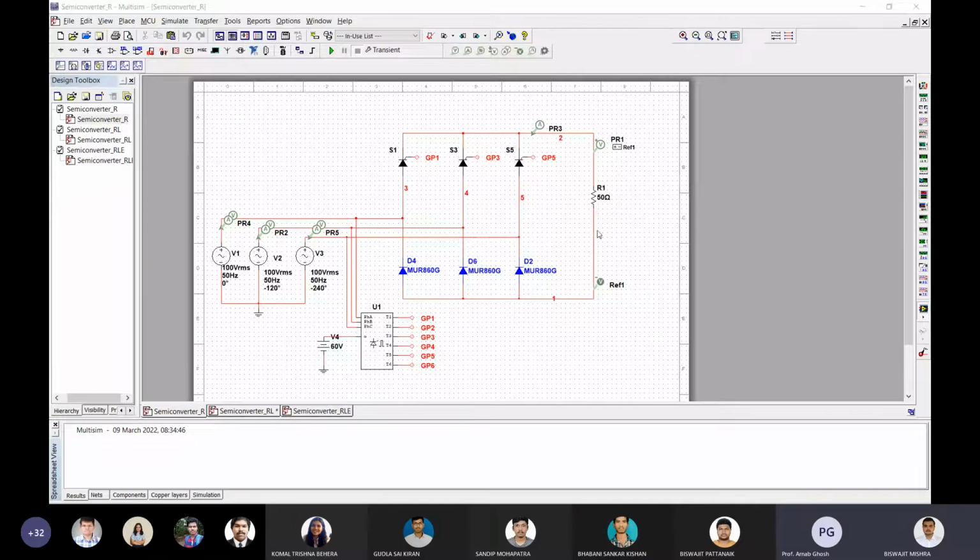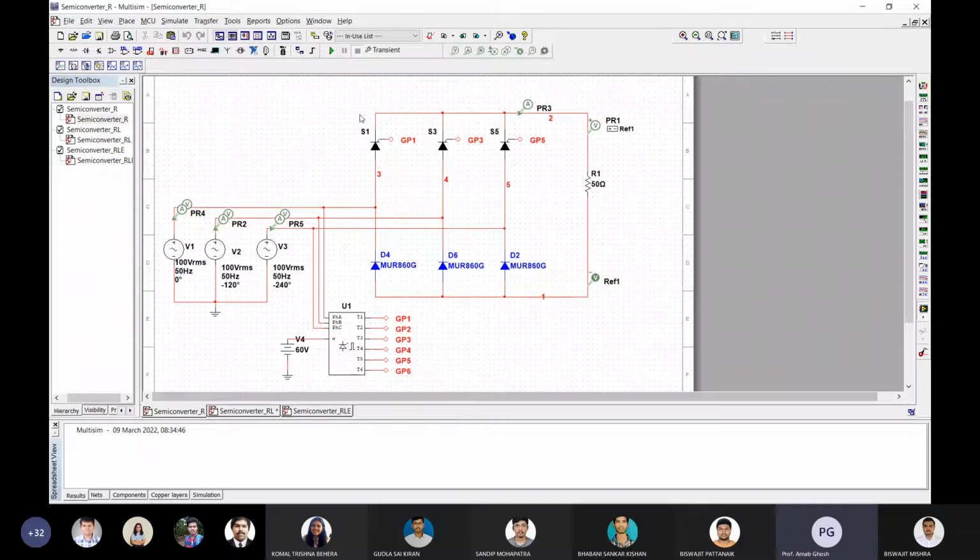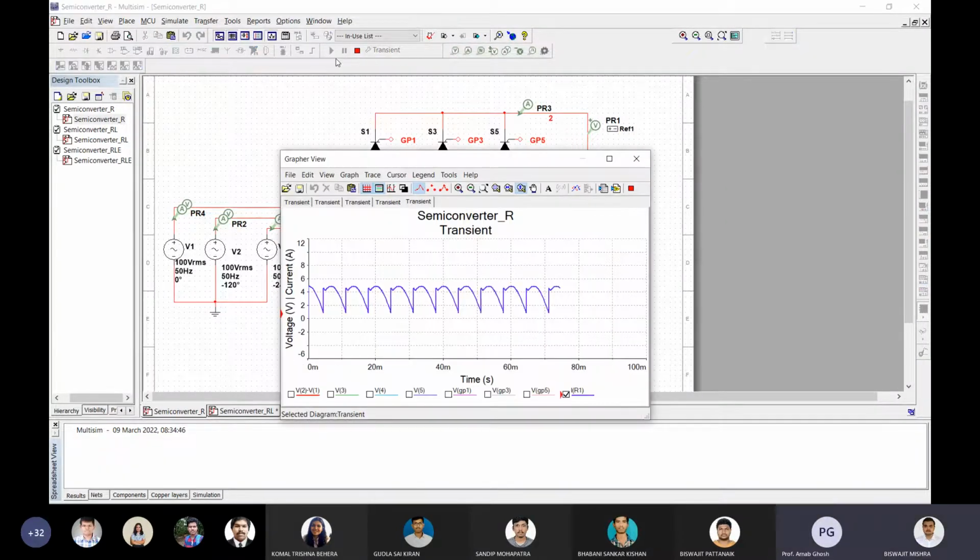This is the semiconverter with R load. Bishwajit, yes, sir. Please zoom in, I'm not able to see. Okay, now fine. Tell me, this 60 is volt? Yes, sir. You are considering alpha equal to 60, so this is for the semiconverter. Yes, sir. Okay.